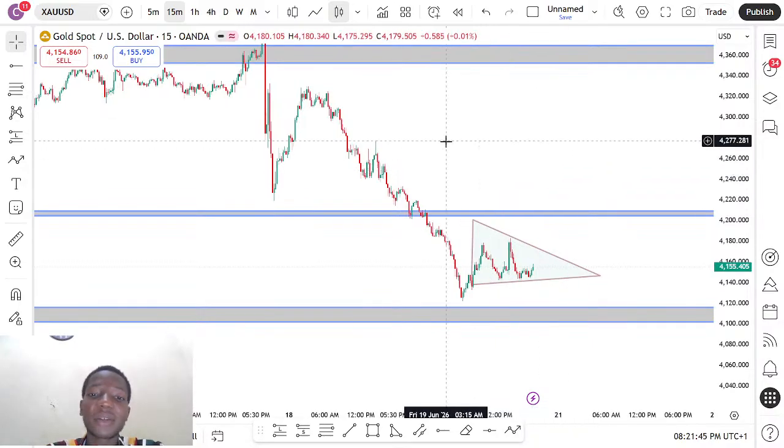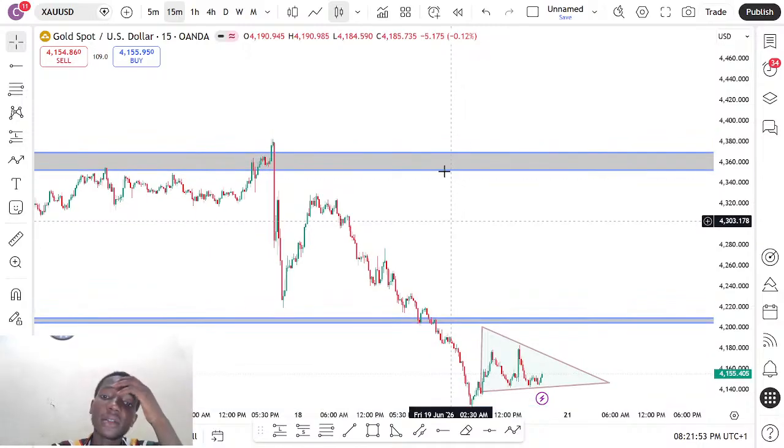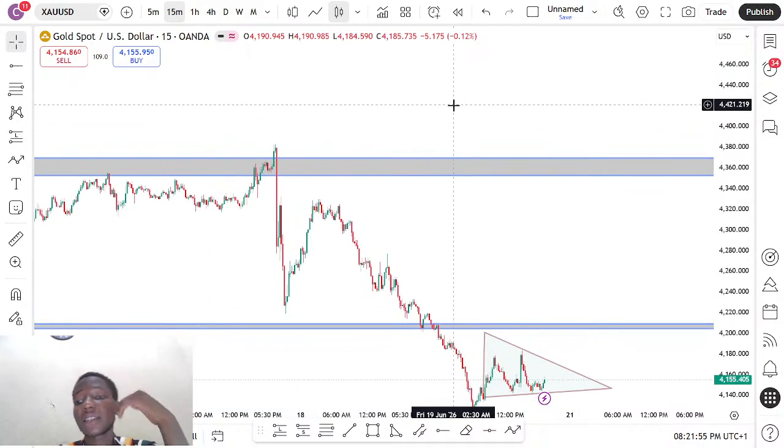This money must be made, sure. It must be made. Trade must pay. And soon I want to start teaching on price action. What is price action? How to trade price action as an intermediate trader.